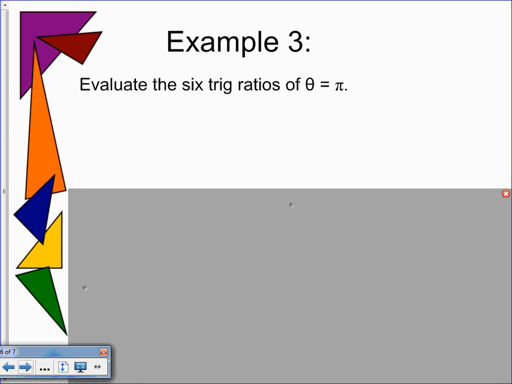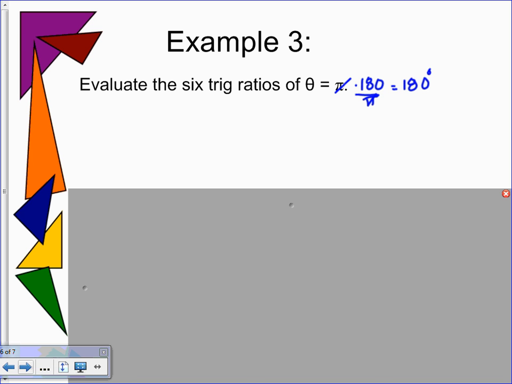Okay, so let's look at an example here. Evaluate the 6 trig ratios for theta equals pi. Some people might know where pi is on the coordinate plane. Other people might choose to convert that into degrees. Either is acceptable to me here so that you can decide where you're located. If you convert it into degrees, you should take pi times 180 over pi. And then that's really just equal to 180, right?